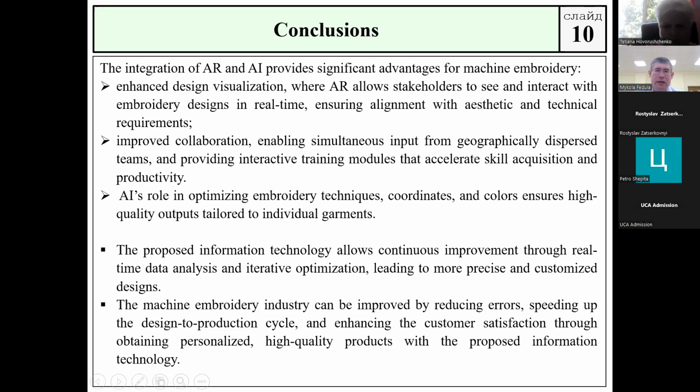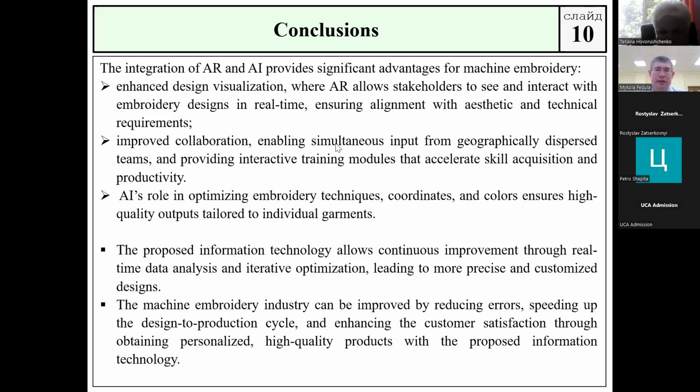The conclusions are as follows. The integration of AR and AI provides significant advantages for machine embroidery. Enhanced design visualization with AR allows stakeholders to see and interact with embroidery designs in real time, ensuring alignment with aesthetic and technical requirements.